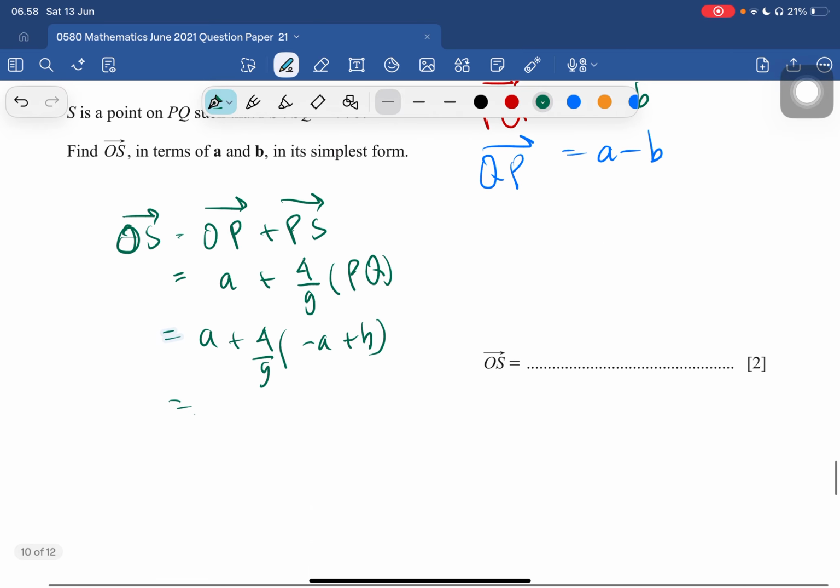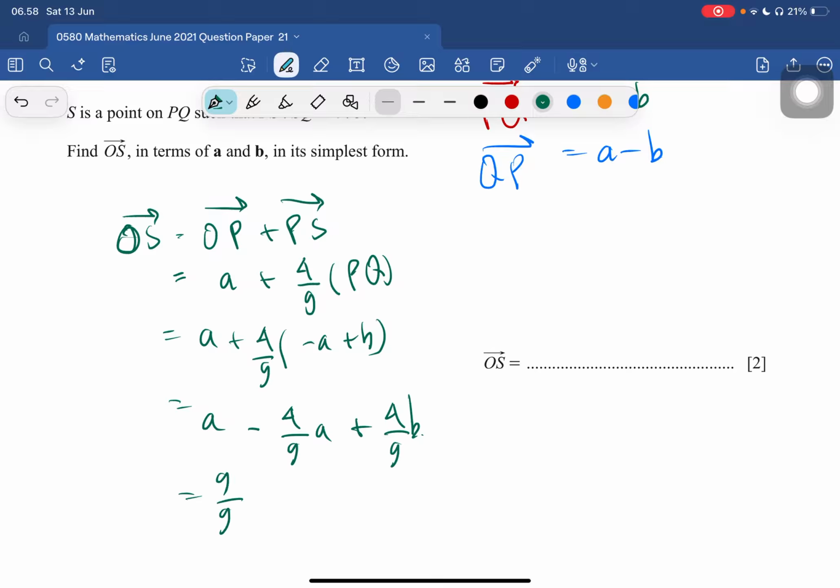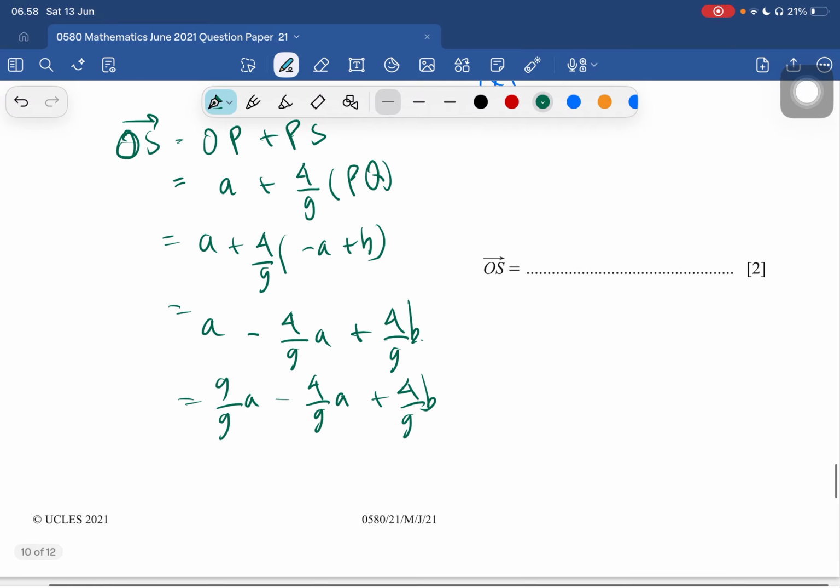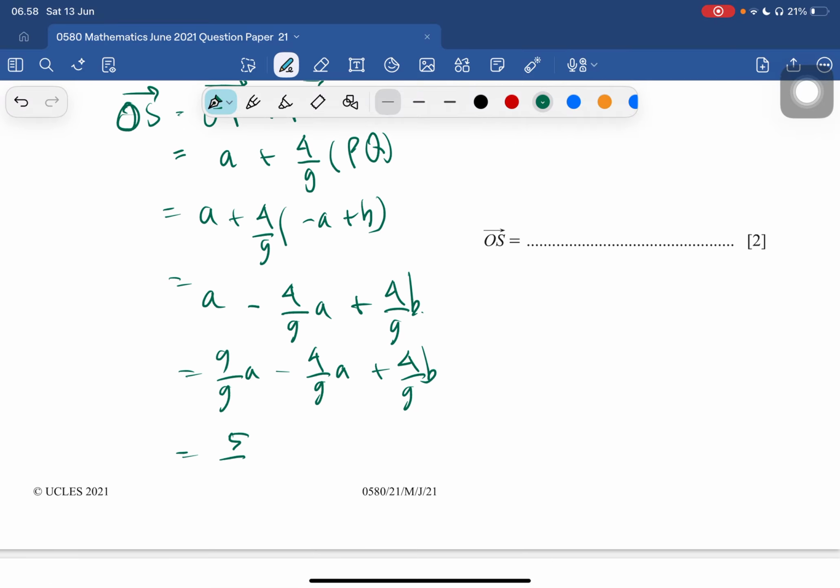We can multiply it. So A is going to be negative 4 over 9 A plus 4 over 9 B. Here is 9 over 9 A minus 4 over 9 A plus 4 over 9 B. Okay, here is 5 over 9 A plus 4 over 9 B.